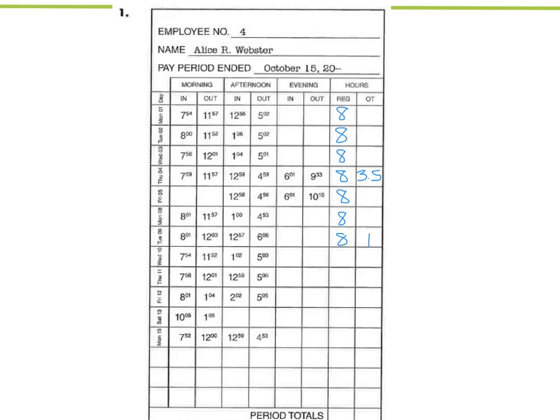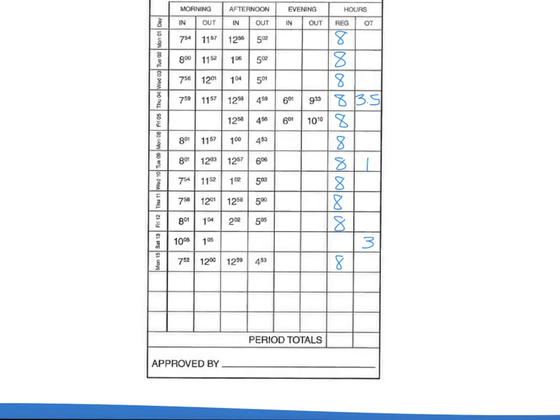Right, on the 10th, they worked 4 in the morning, 4 in the afternoon, so 8 total. The 11th, they worked 4 in the morning, 4 in the afternoon, so 8 total. On the 12th, they worked 5 in the morning, but then 3 in the afternoon, but it's still 8 hours total. Okay, so they came in on Saturday, and it looks like they worked 3 hours, so that's going to be considered overtime. Right, Monday the 15th, they worked 4 hours in the morning and 4 in the afternoon, so 8 hours total. Okay. So now I need to total up this pay period.